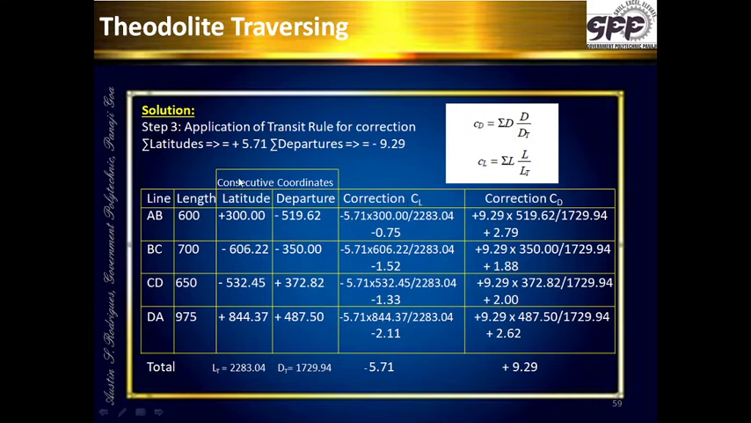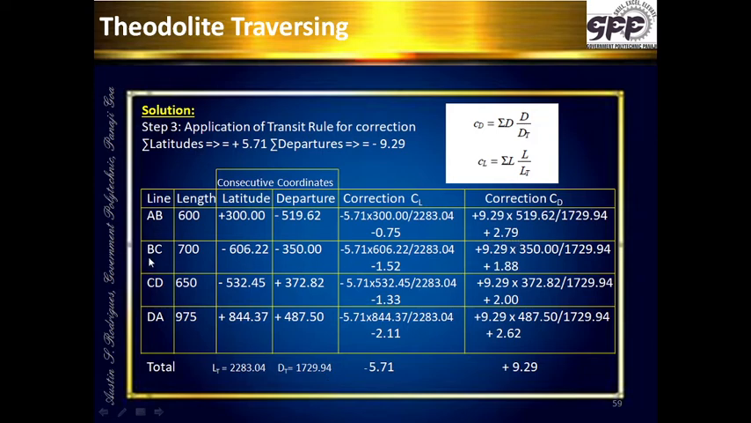Now let us apply the corrections. The correction for the latitude for the line AB, I take sigma L for the correction as opposite, multiplied by the individual latitude of that line, that is 300, divided by the sum of all the latitudes, that comes to minus 0.75. Coming to correction in departure, 9.29 with the opposite sign, multiplied by 519.62, that is the individual departure, divided by this value 1729.94. So that comes to plus 2.79.